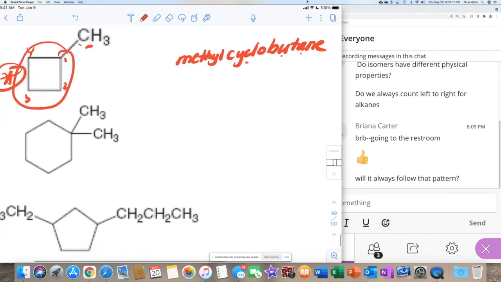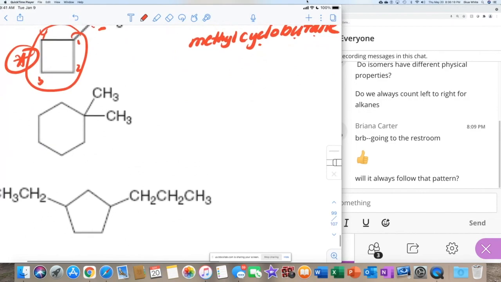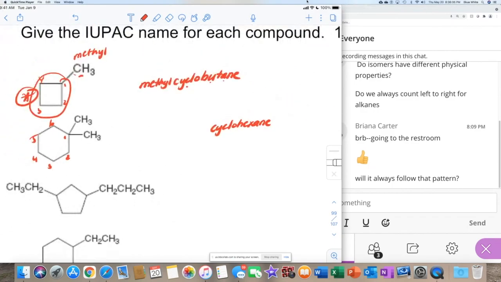Now in this case, here's the rule. I was going to skip over some of these, but I realized I need to go over this. Here we have two methyls attached to the same carbon. 1, 2, 3, 4, 5, 6. So 6 is cyclohexane. Cyclo because it's cyclic, right? So I named the last name.